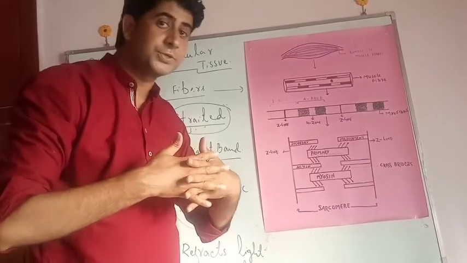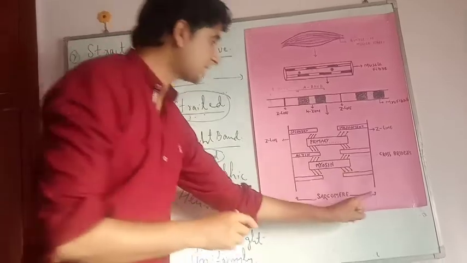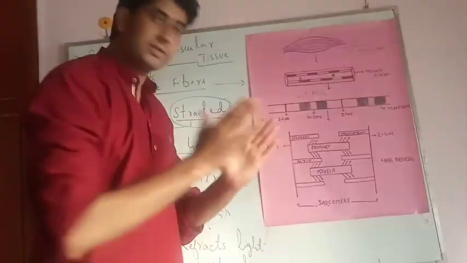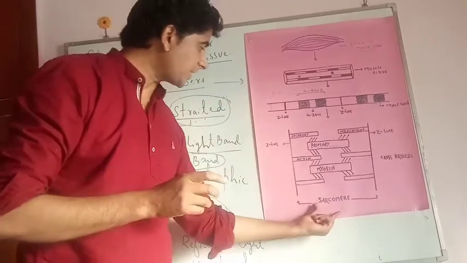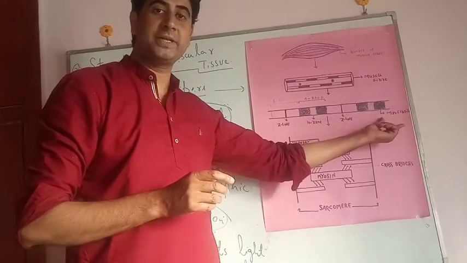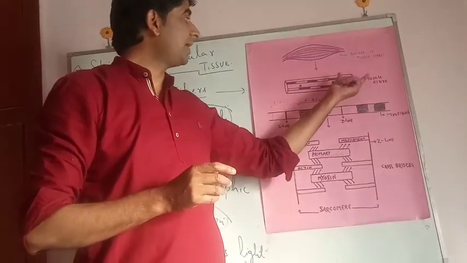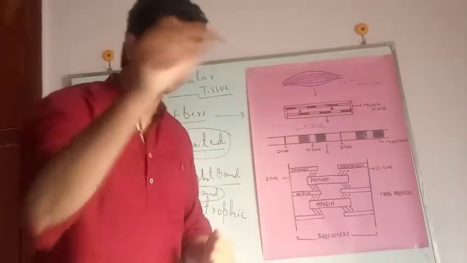And during their contraction, the sarcomere decreases in size. When the sarcomere decreases in size, likewise the length of the myofiber decreases. Likewise, the muscle fiber shortens as well as the whole muscle shortens. उसी को हम कहते हैं contraction.